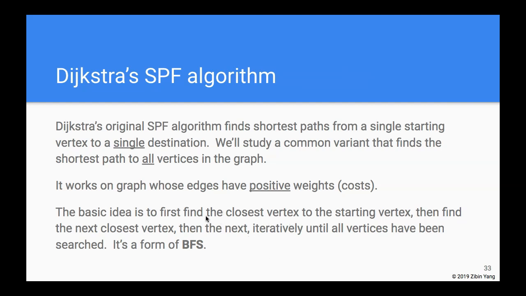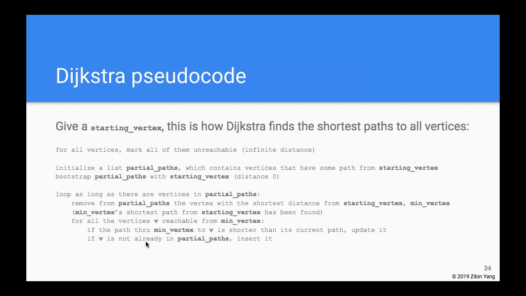The basic idea is that we start, obviously, at the starting vertex, and then we find the closest vertex to it, and then we find the next closest vertex, and then the next one after that, and so on and so forth, until all the vertices have been searched. From that description, you can see that it is a form of a breadth first search. And with that, I'll present to you the pseudocode for Dijkstra's shortest path first algorithm.